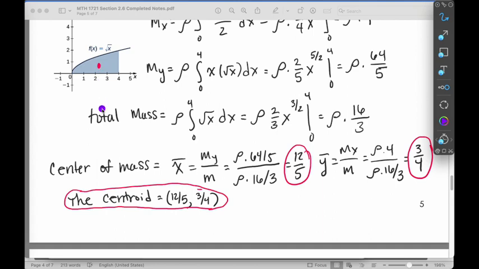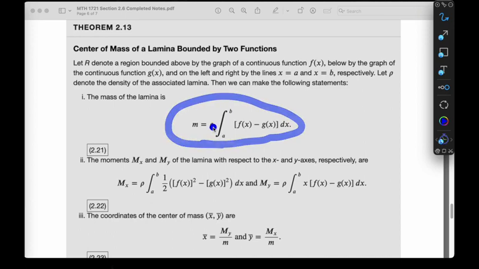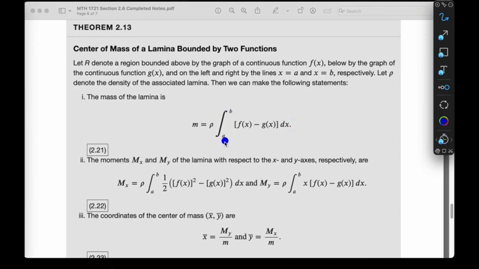The topic in this section that we're going to talk about is finding the center of mass of a lamina when it's bounded by two functions. To find the total mass, you're going to use this formula here, where you take the density and multiply it by the integral from a to b, and then you subtract the two functions. So it's the top function minus the bottom function.